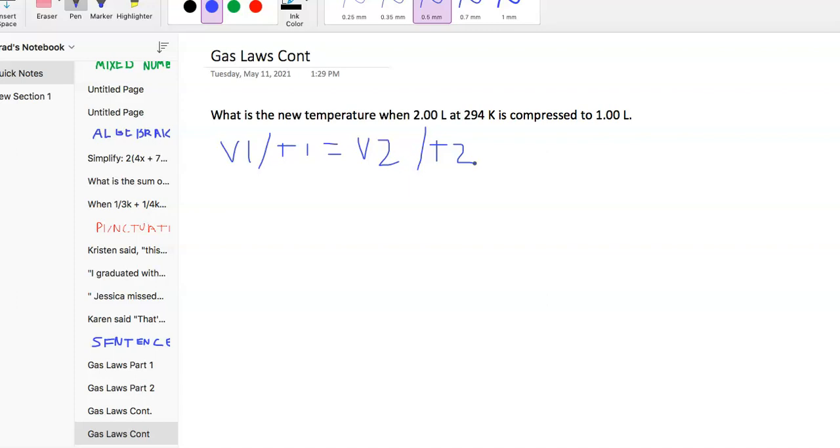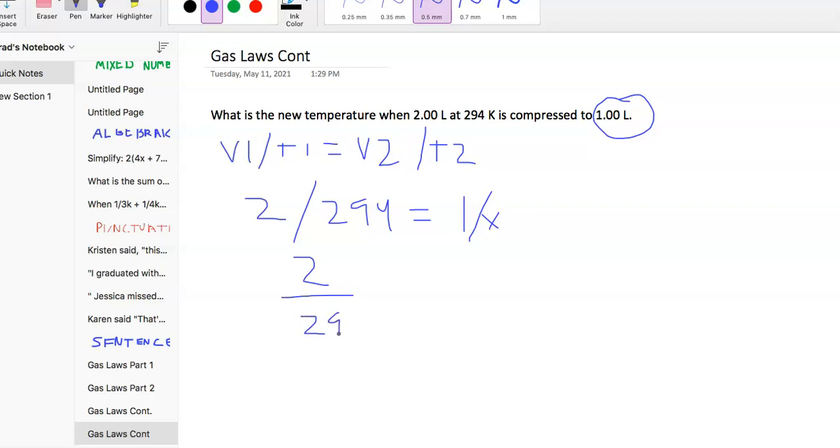Once we have all of that, originally we had 2 liters at 294 K, so 2 divided by 294 equals, and then it's compressed to 1, so we have 1 divided by X. We want to be able to cross multiply these, so it's probably easier if you look at it like this. That probably looks a little cleaner.